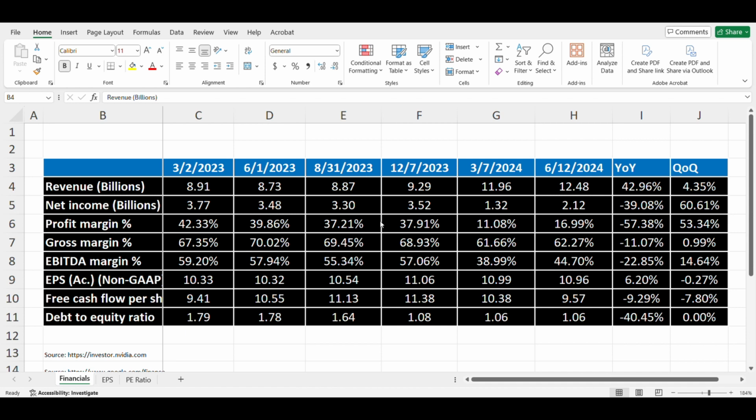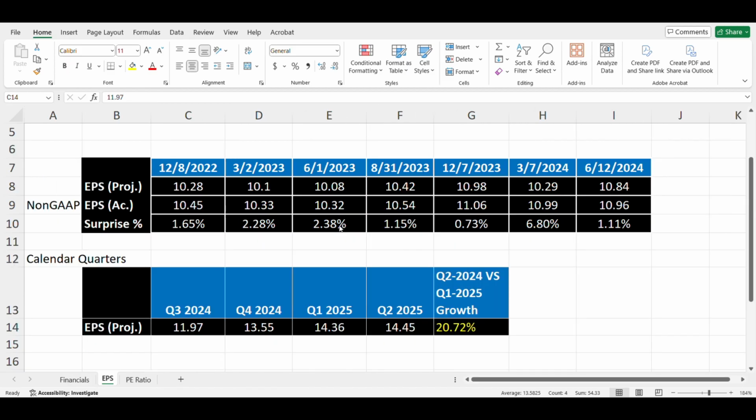Let's dig further into the earnings or EPS. I put together the historical earnings data for the last 7 quarters, including the latest quarter. You see that in each quarter, Broadcom or Avago was able to beat the earnings. In the last quarter, the earnings surprise was 1.11%.